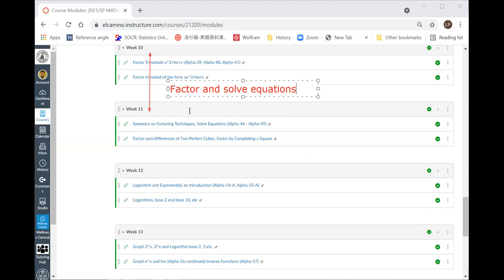8 hours of lecture, various techniques to talk about, including a review of completing the square. We did completing the square in quadratics, so there's a lot of overlap, but in a different setting. You can see they're all interconnected. So, week 10 and week 11.